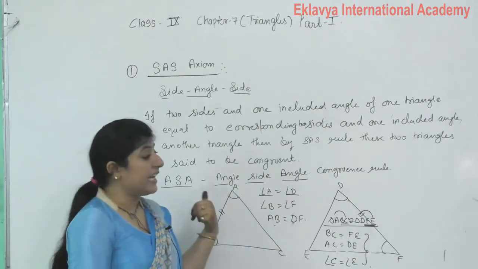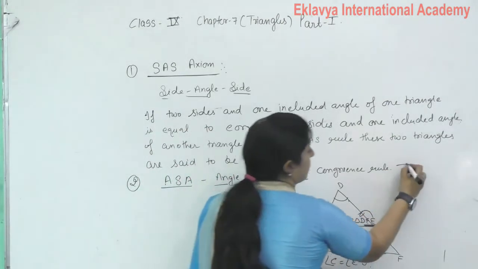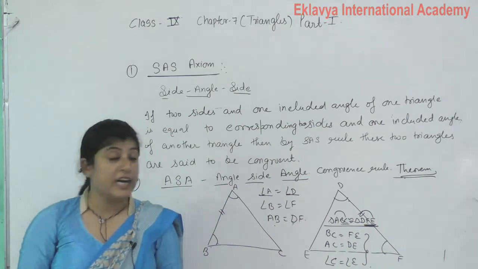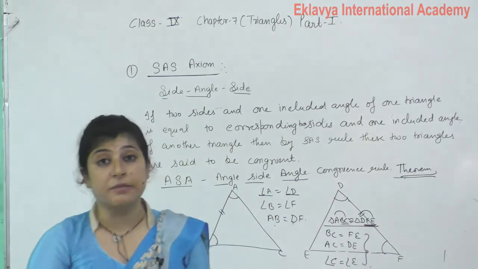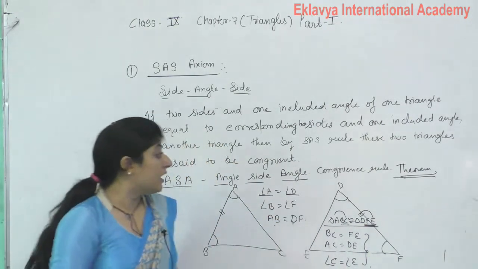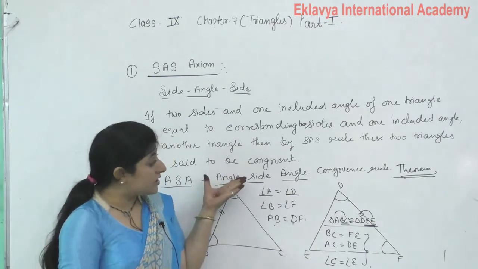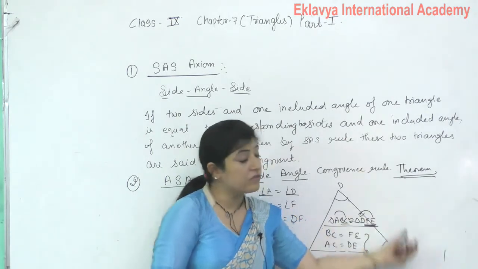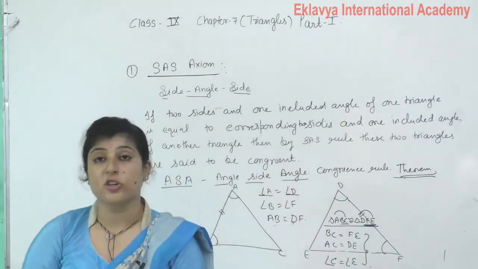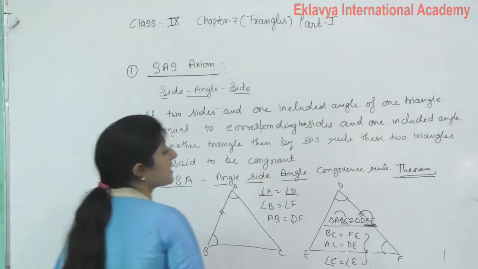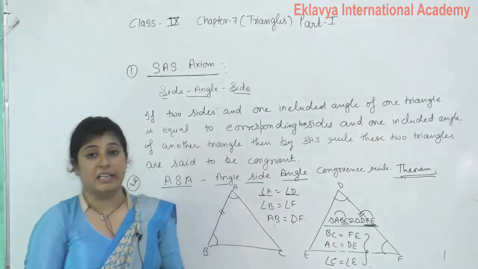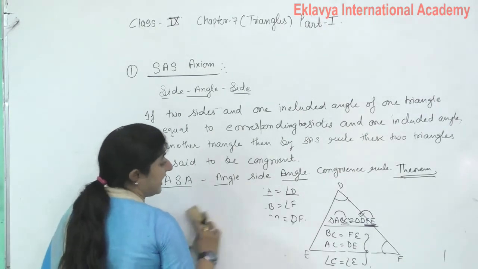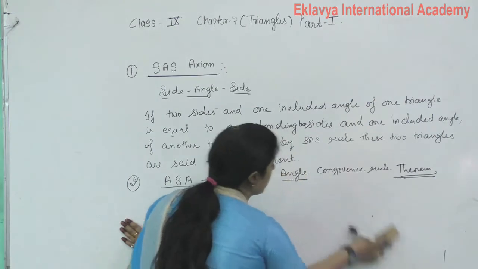This is ASA, this is a theorem. You already know that this year the syllabus is reduced by 30%. So the proof of this theorem is also removed. We will not prove this theorem because it is already cut from your syllabus. We use it directly. That is the ASA congruency rule.